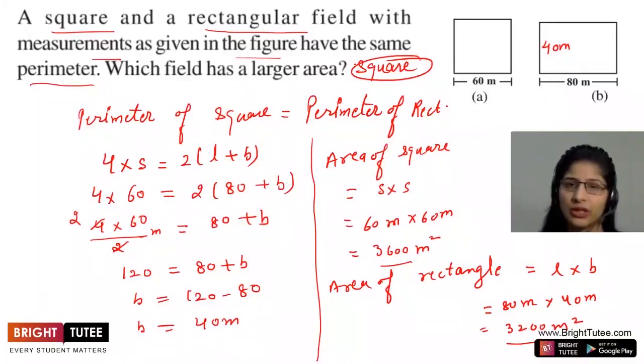That comes out to be 40 meters, and after that we can easily find out the area of both the figures and compare them. And after comparison, we come to know that yes, the side of the square is less than the length of rectangle, but it is occupying more area. It has a larger area, right? So this is how we need to attempt this question. Let us go to another kind of question.